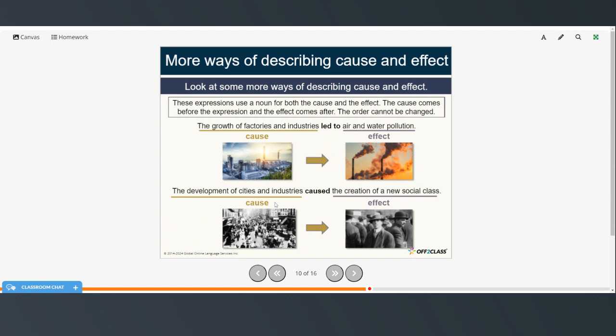All right, we're going to look at some more ways of describing cause and effect. These expressions use a noun for both the cause and the effect. The cause comes before the expression and the effect comes after, but the order cannot be changed. So the growth of factories and industries led to air and water pollution. The development of cities and industries caused the creation of a new social class.